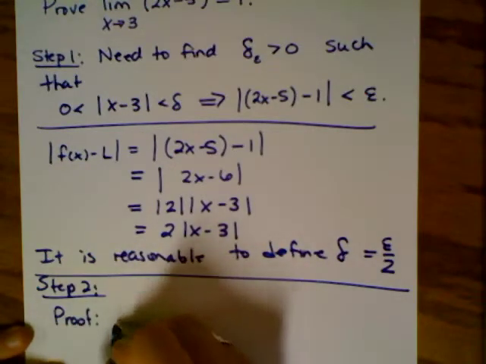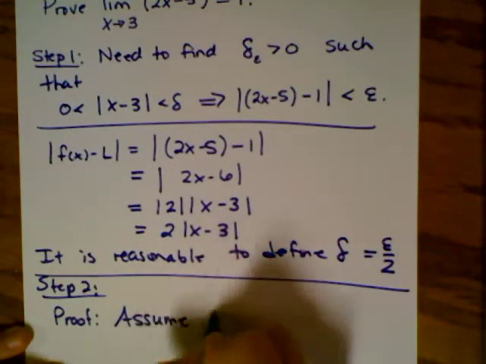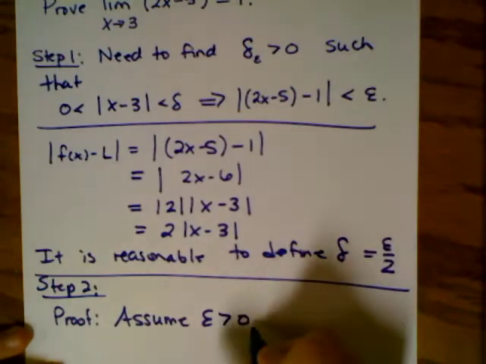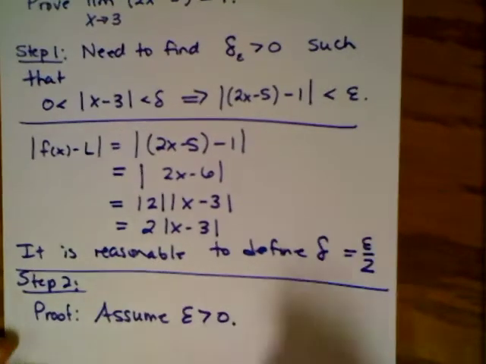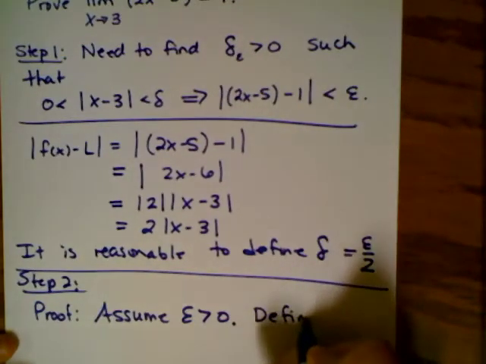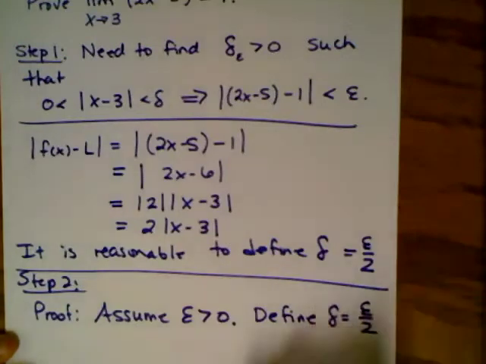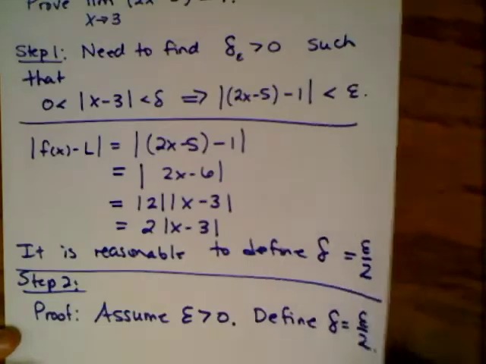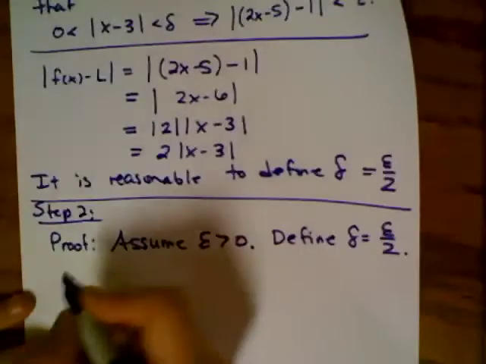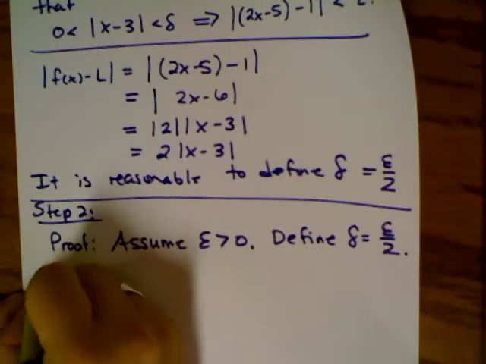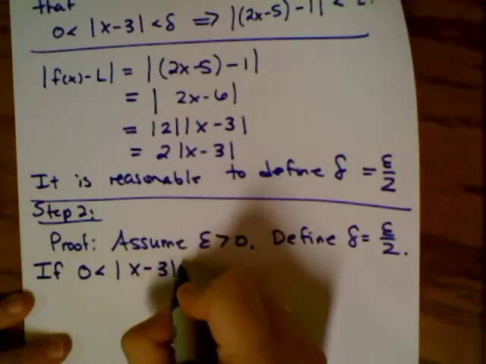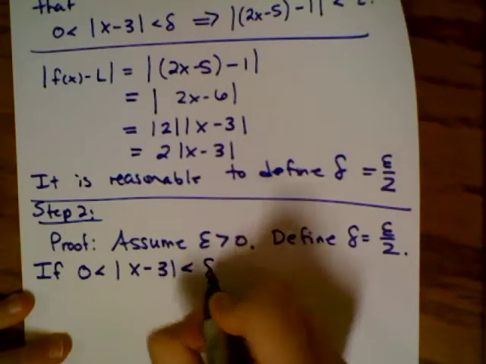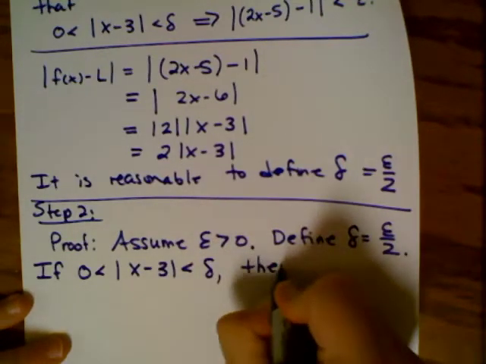Okay, assume epsilon is greater than 0, and that's been given. It's some small number. We don't know what it is, but it has to be arbitrary. We will define delta to be epsilon over 2. Whatever epsilon is, delta will be half that. Okay. We define delta to be epsilon over 2. Now, if we also assume that the absolute value of x minus 3 is between 0 and delta, then we can show the following.